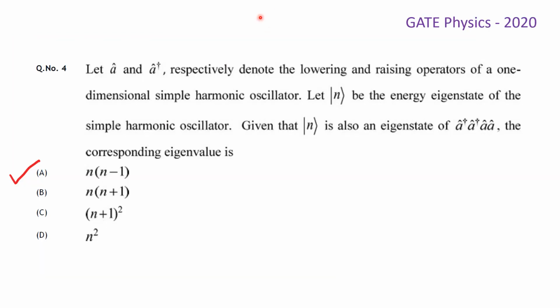According to the solution, we found that when the operator A cap dagger A cap is acting on the eigenstate n, it returns the eigenvalue, option A, that is n into n minus 1. So option A is the correct answer for this question.